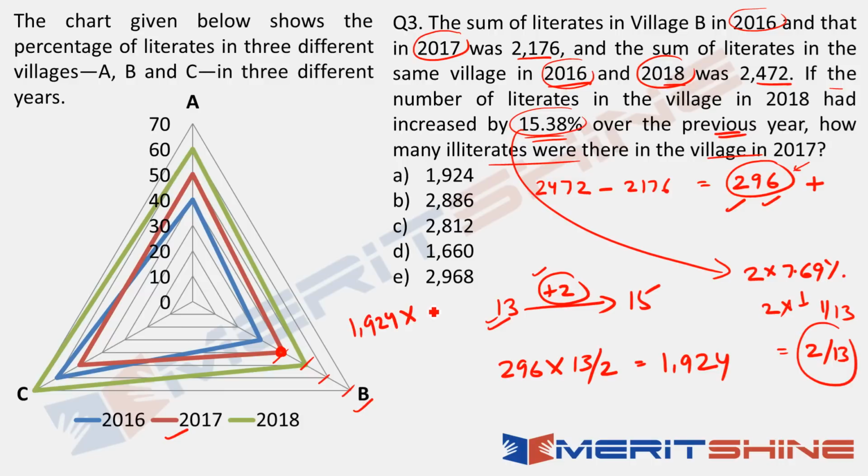1924 into 60 by 40, or you could directly have written it like 3 by 2, or better still, if you don't even do this, the better way to do would be just writing here as 3 by 2, which will give you the answer, and it will be 2886. So that is your answer to the question, which is option B here.